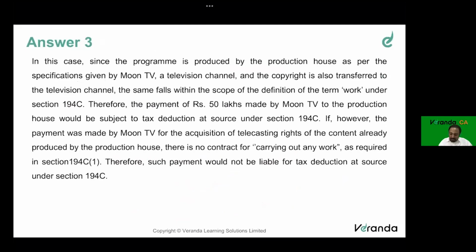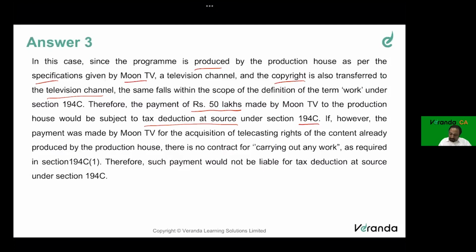Basically, in this program, it is produced by the production house as per the specification given by Moon TV, and the copyright is also transferred to the television channel. So the same falls within the scope of the definition of work under section 194C. In this case, it is 194C. It is a job work. Therefore, the payment of 50 lakhs made by Moon TV to the production house would be subject to tax deduction at source under section 194C. So it is applicable. It could be 1% or 2% depending upon the type of person. If the production house is a company, then it is 2%.